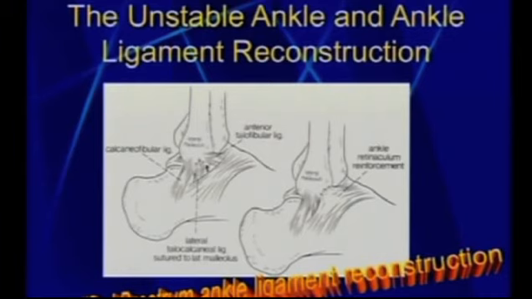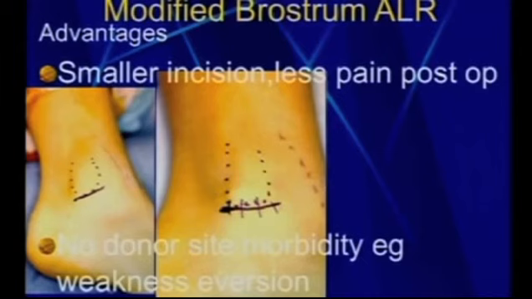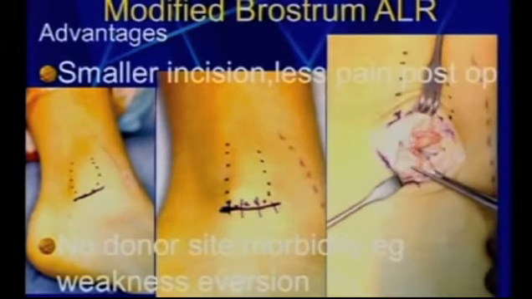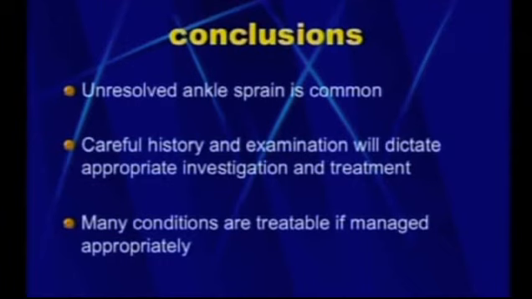Obviously, the gold standard for instability is the Broström ligament reconstruction, and that will be covered elsewhere. Suffice to say that we can do it through very small incisions these days, and it's a very effective treatment with about 95% successful results. Okay. So in conclusion, it's a very common complaint to have. I think the most appropriate thing is a careful history and a careful examination, and that will direct your investigations appropriately. But if you can accurately identify what the problem is, a lot of these problems will respond very well to treatment.